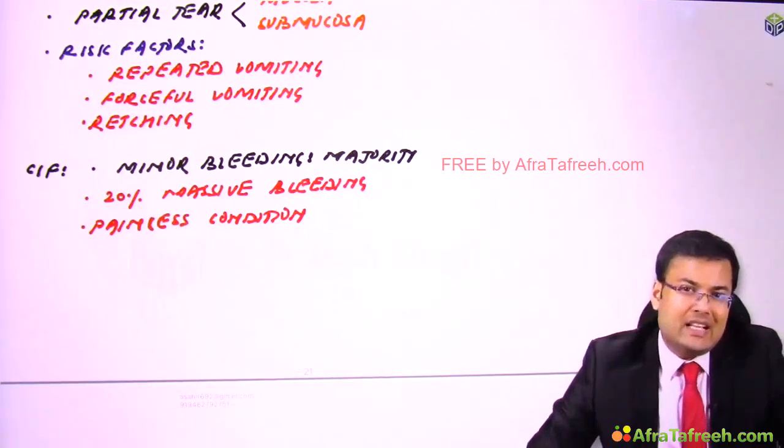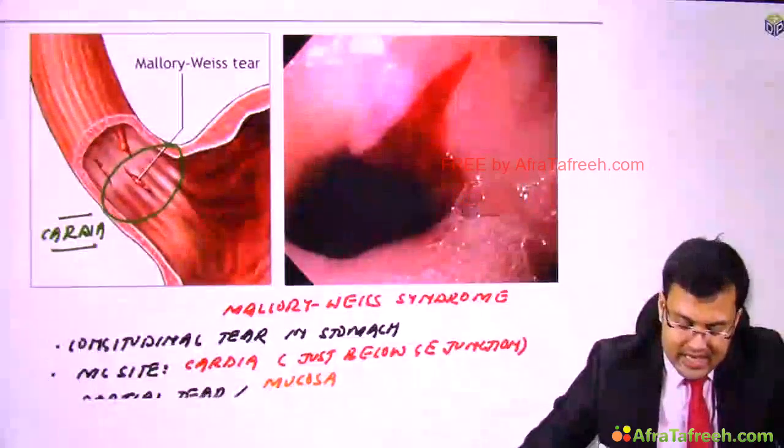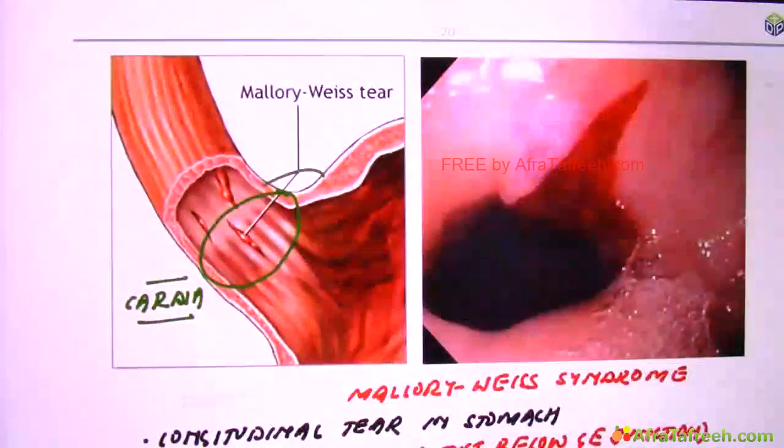After that there was one question, which artery is responsible for bleeding in Mallory-Weiss syndrome? And you can easily crack this question on the basis of anatomy. Just have a look. If you see this area, you can see that this cardia is supplied by which artery? See the diagram?